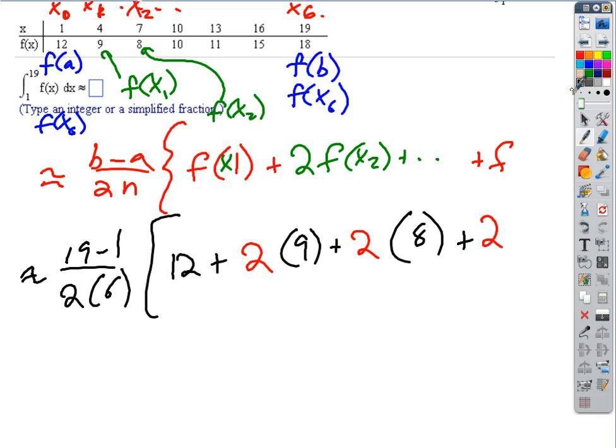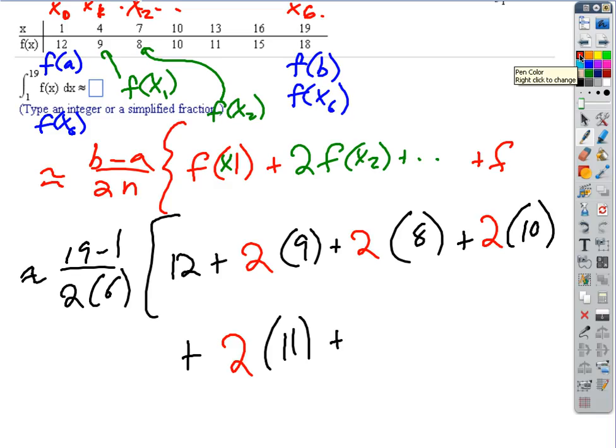plus 2 times 11. Well, yeah, because that's x sub 0. That's the starting point. Delta x is just 3. So the first x is x sub 0. Plus 2 times 15 plus 18. Not times 2 though, right? We're only multiplying 2 times the interior ones.